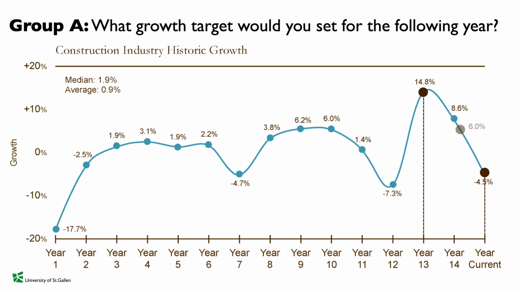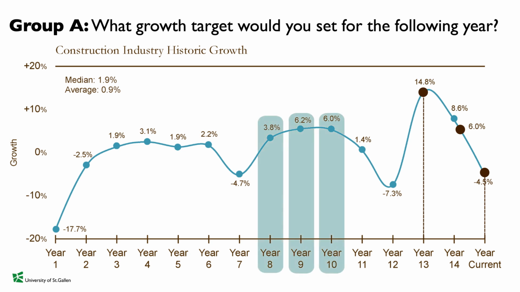Maybe we pick 6%, as something in between those numbers, a little bit on the lower end. But if you look at the historic years, the year 8, 9, and 10, it was around 6%. So this seems to be not a bad level if you have this industry information as your guide.